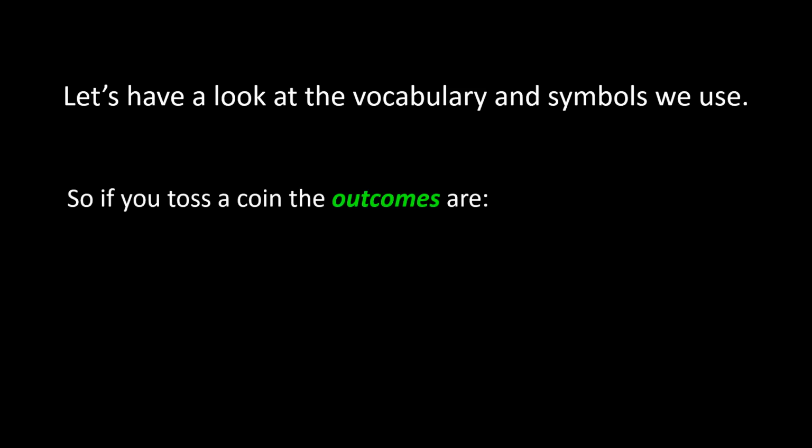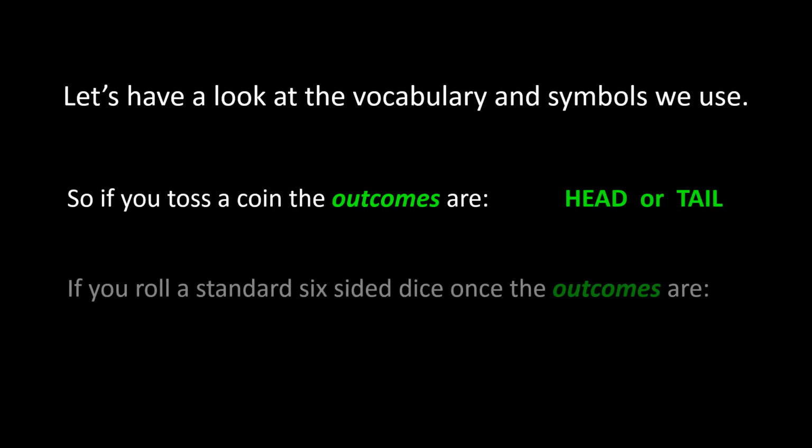So if you toss a coin, what are the outcomes? What can happen? Well, there's only two. There's a head or a tail. And if you roll a standard six-sided dice, then the outcomes there are 1, 2, 3, 4, 5 or 6.